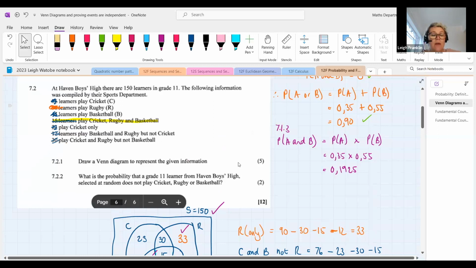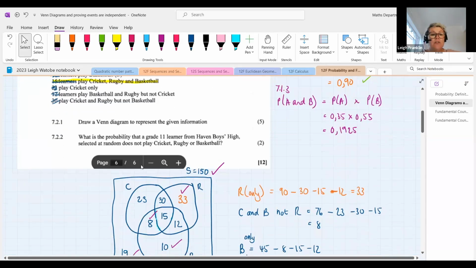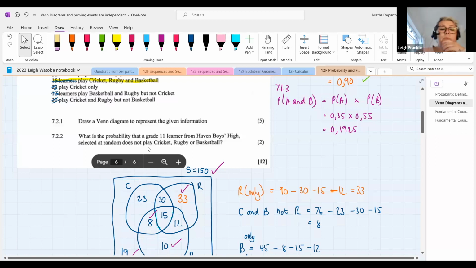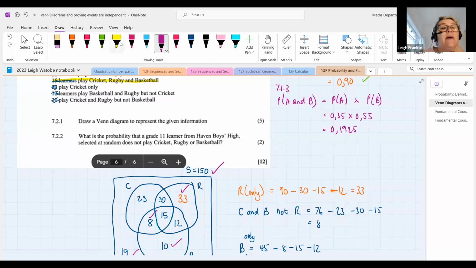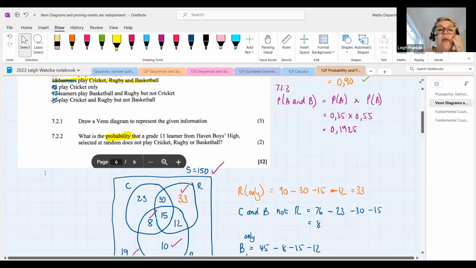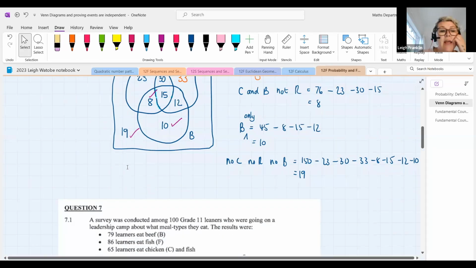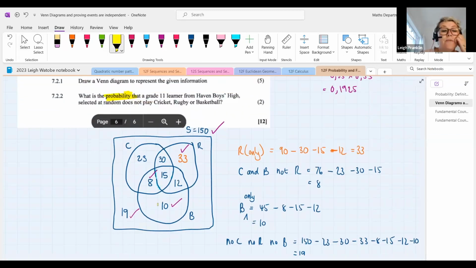All right, so now that we have drawn our Venn diagram, we are ready to answer a probability question. And in fact, we've pretty much answered the question already because they're saying to us, what is the probability that a grade 11 learner selected at random does not play cricket or rugby or basketball? So here, the key word is that they want the probability. Okay, so that means that we would have to take the number of students that do not play any of these sports and then divide it by the number of people in the survey.